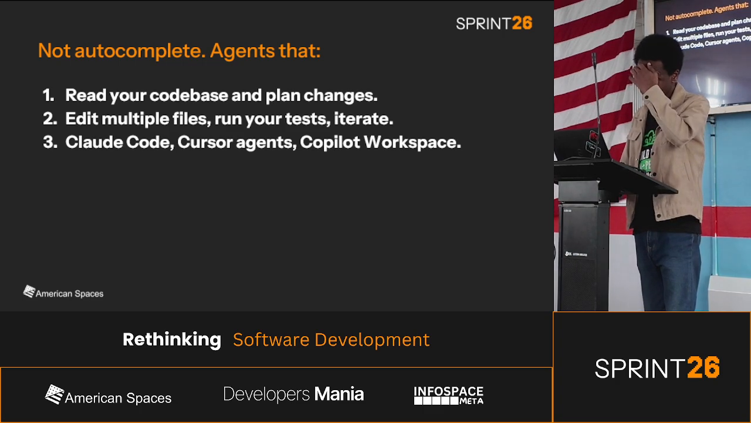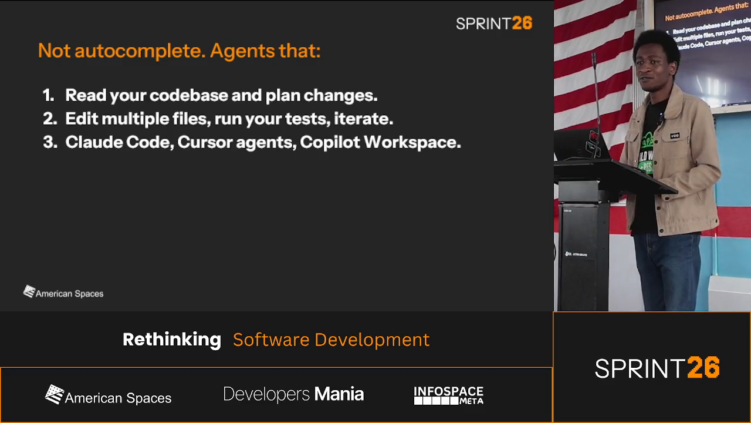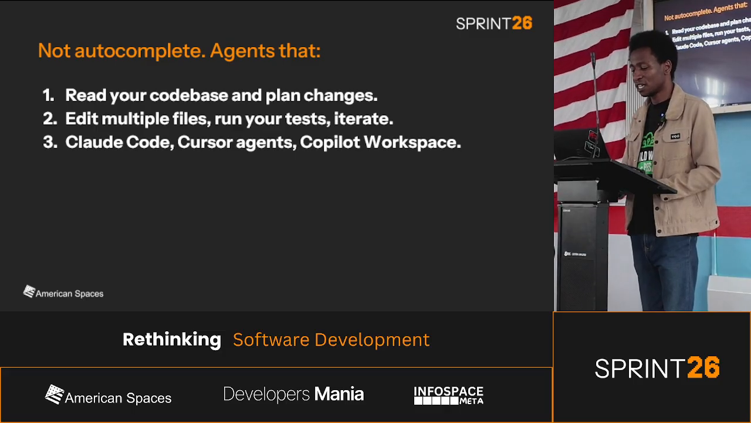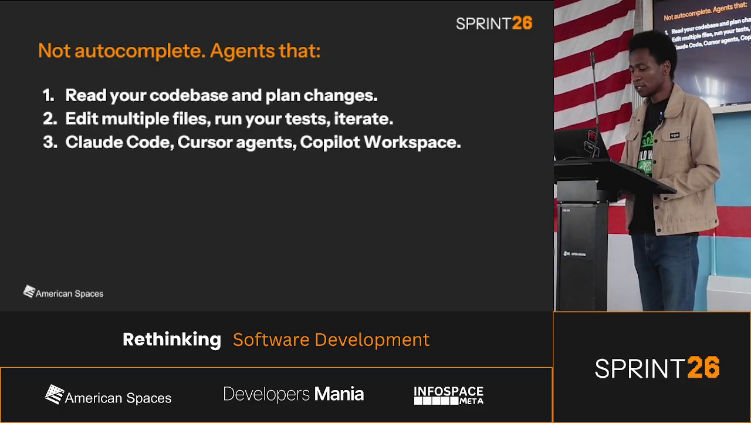So the new thing is not autocomplete. We had autocomplete for 30 years. The new thing is agents: systems that read your code base, not just the file; systems that plan changes across multiple files; systems that run your tests, see what fails, and try again. Claude Code, Cursor in agent mode, things like that. So the shift is from a tool that completes your line of code to a tool that takes a task and tries to finish it.